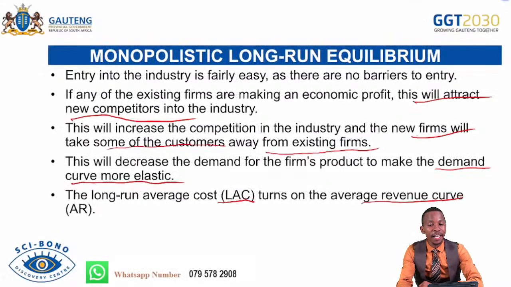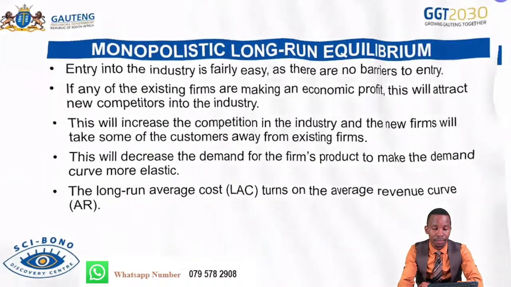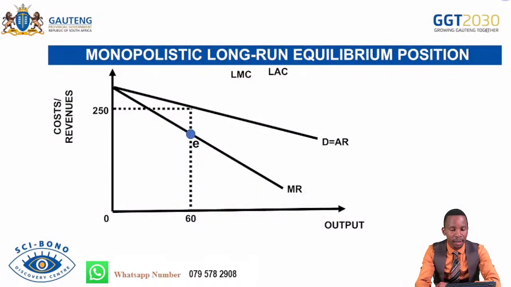So, in the long run, the monopolistic firm will always make what we call the normal profit. That will be indicated in the graph. As we have said before, the long run average cost will turn on the average revenue curve, which is AR. This is our graph already in here. Then we'll simply bring MC as well as AC to determine if the firm is making a profit or a loss.